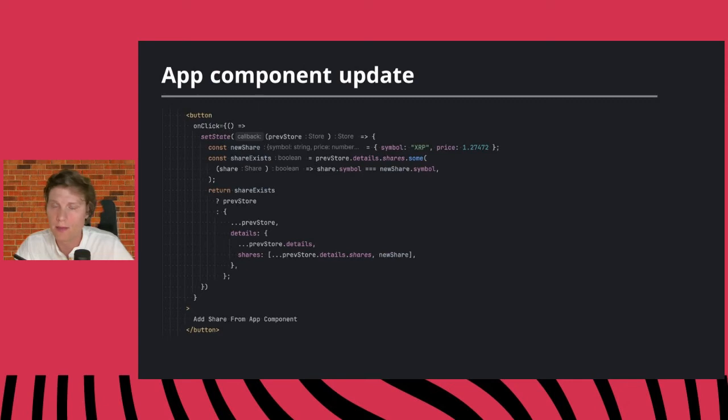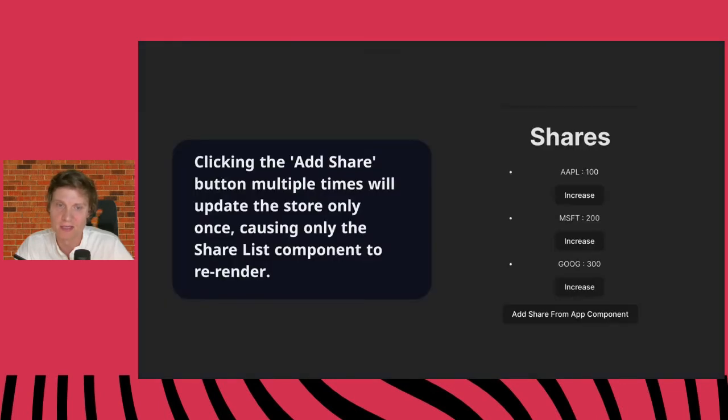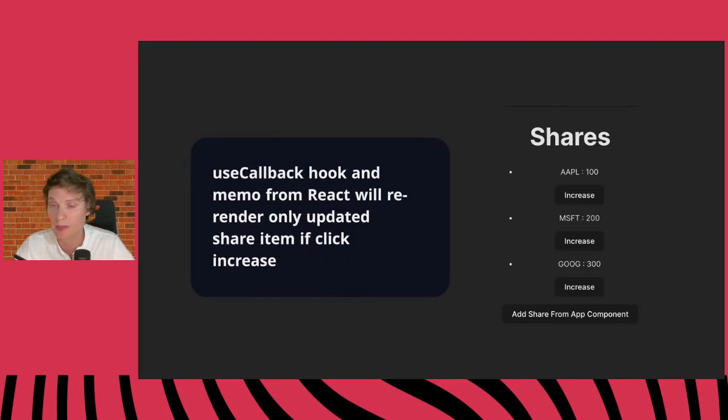So when we click again multiple times with the same data, we're not going to be able to add anything else because the data already exists with the same value. So by clicking the add share button multiple times, we will update the store only once, causing only the share list component to re-render. We need to keep the value clean, and we're not going to do extra re-renders.